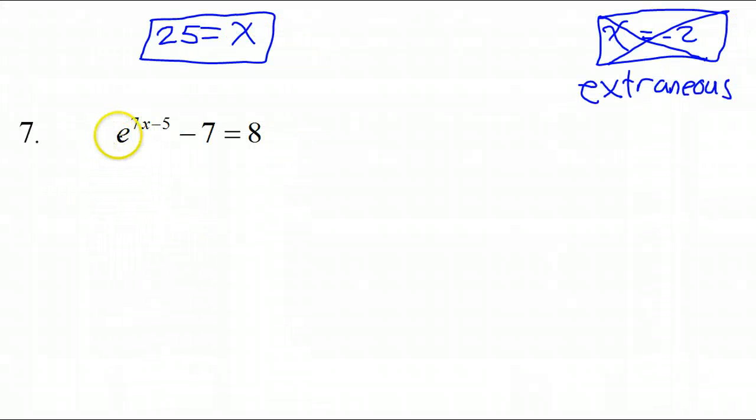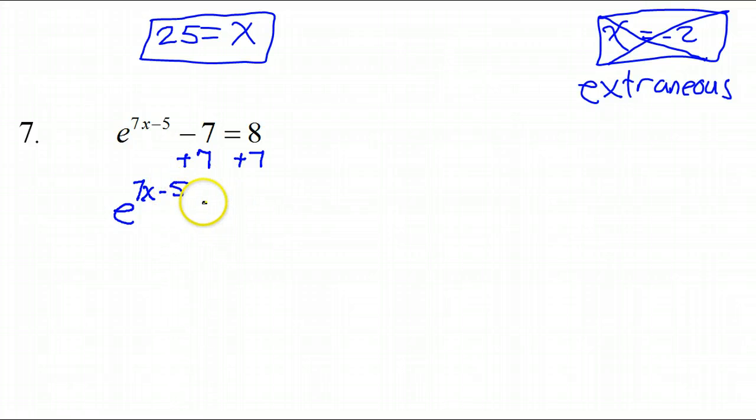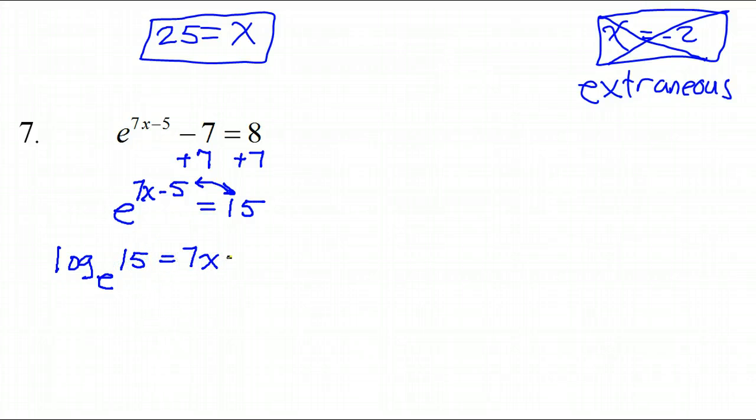Number 7, got to get this e business by itself. So let's add 7 to both sides. So that's going to be e to the 7x minus 5 power is equal to 15. We need to rewrite this in log form. So start with the base, only it will be log base. So we will have log base e, and then these two things are going to switch sides. So I'll have 15 equals 7x minus 5.